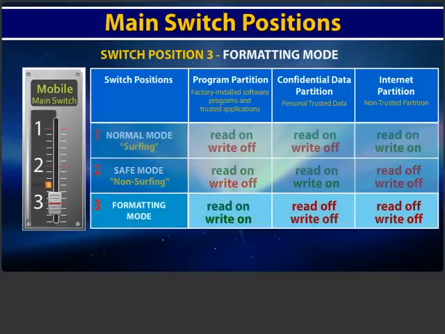Position 3 is the formatting mode position and is used exclusively to add or update operating systems and trusted applications on the program partition. At this position, both the confidential and internet partitions are disabled. A safety latch, situated between position 2 and 3, will protect the user from accidentally pushing down the main switch to the formatting mode position.